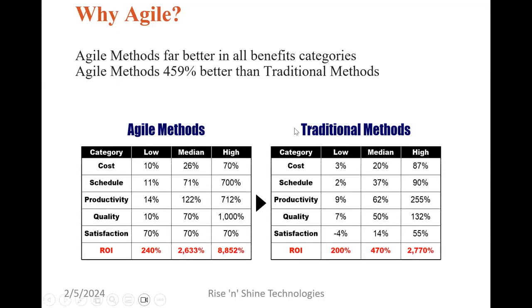So finally, if you compare Agile with the traditional models or waterfall approaches, it is 459% better than the traditional methods. So we got better output. The result: cost-wise, scheduling of the projects, productivity from the teams, quality of the application, satisfaction of the customer. If you compare the waterfall approach and agile methodologies, they are all 459% better.